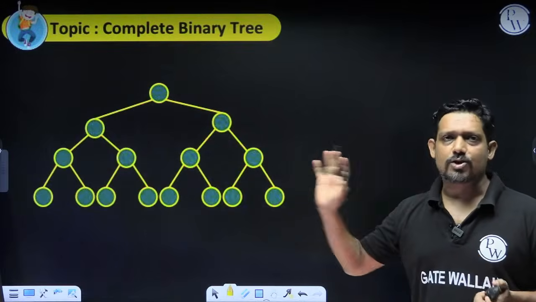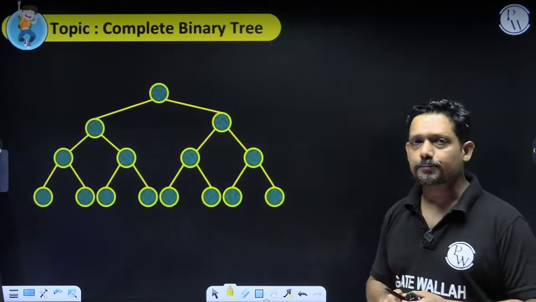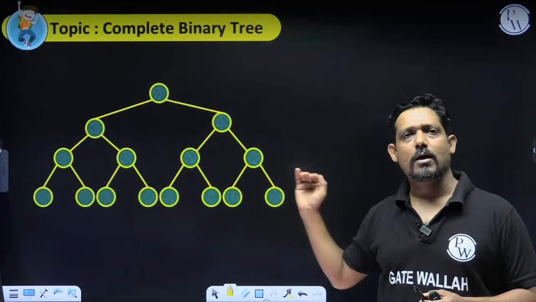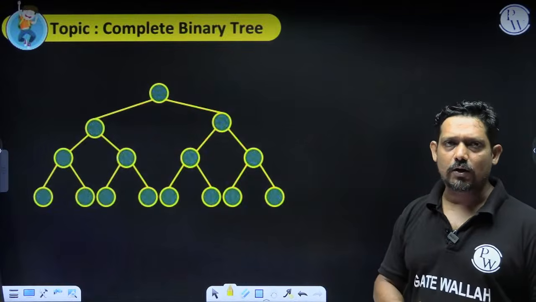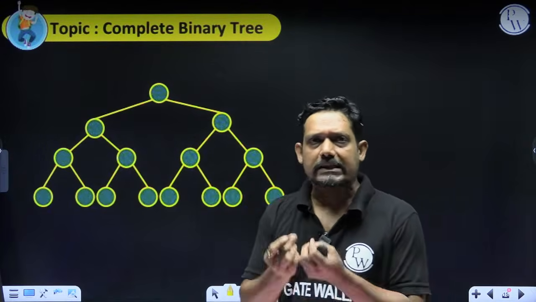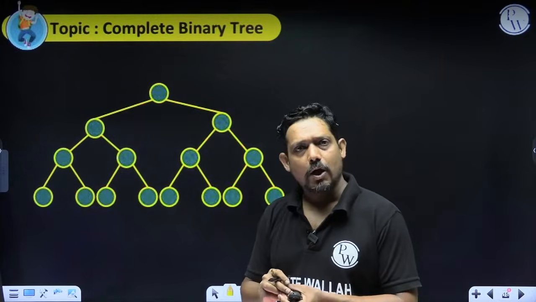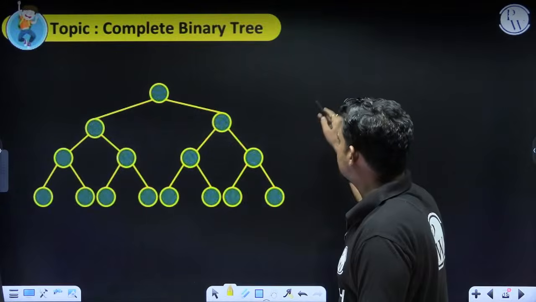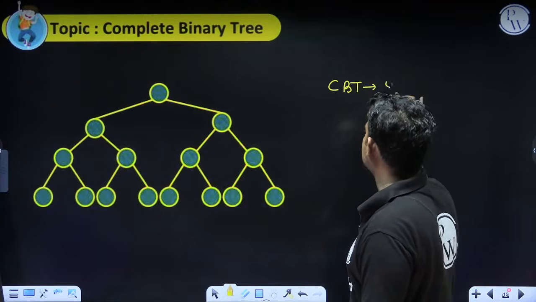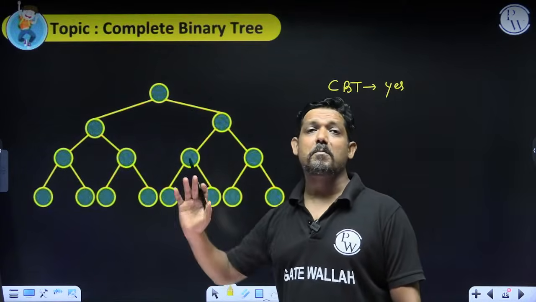Let us see this structure, whether it is a CBT or not. Here every level is full, full, full, full. If I ask you this very simple question, whether this is a complete binary tree, the answer is yes. Sir, what about the last level? The last level may or may not be full.